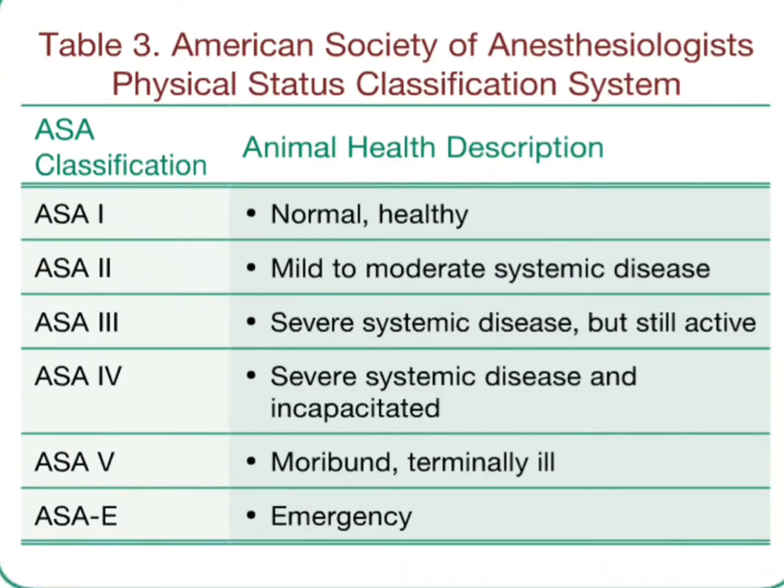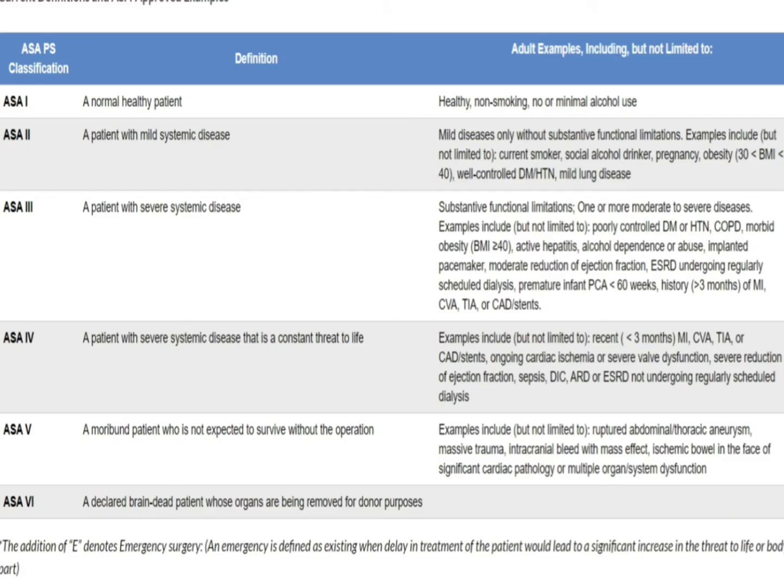So this is the table that's showing the ASA, American Society of Anesthesiologists, Physical Status Classification System. So there are a total of 5 classes, or others call it 6 classes. So ASA 1, the description is normal or healthy patients. ASA 2, mild to moderate systemic disease. ASA 3, severe systemic disease but still active. ASA 4, severe systemic disease and incapacitated. ASA 5, moribund or terminally ill. ASA E, that's emergency. So I'll explain this in more detail using this diagram.